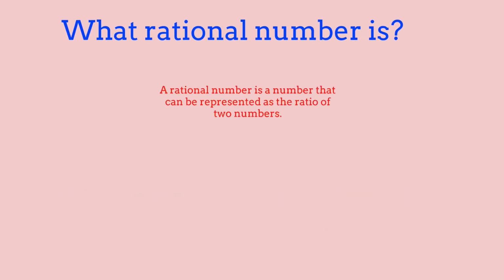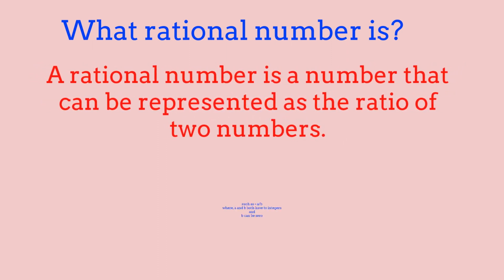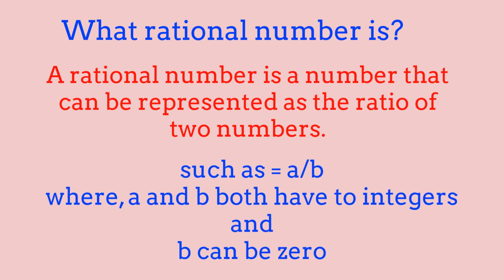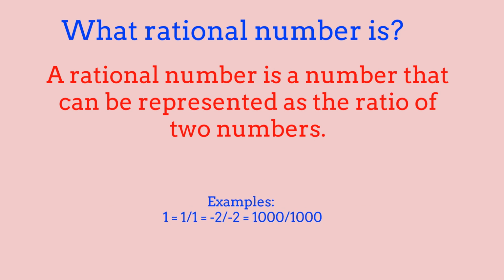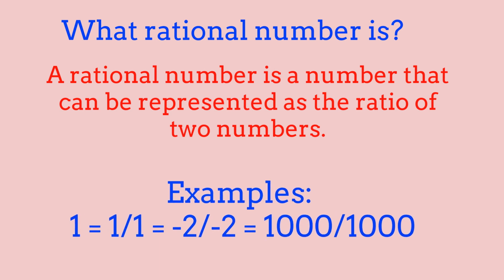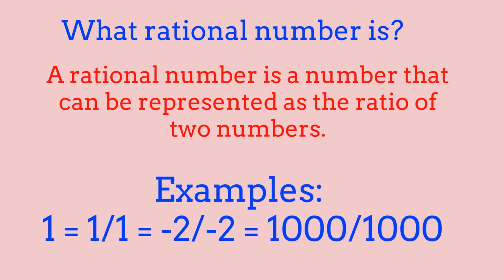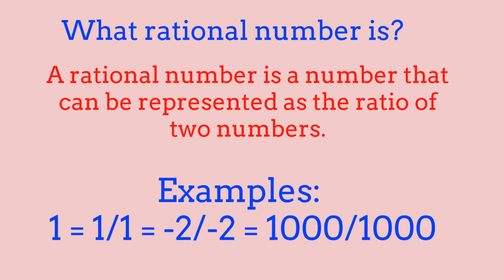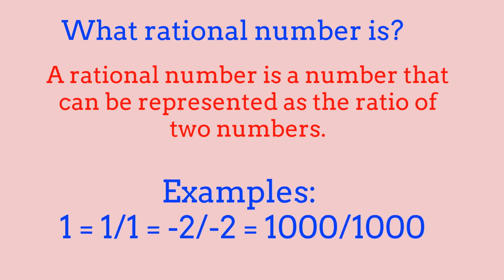So a rational number is a number that can be represented as the ratio of two numbers, such as a over b. And also, a and b both have to be integers and b cannot be 0. So here are some examples of rational numbers. So an easy one is the number 1, and we know this because it can be represented as 1 over 1, or negative 2 over negative 2, or 1,000 divided by 1,000, and they all equal 1. So basically, if it can be written in ratio format, then it is a rational number.